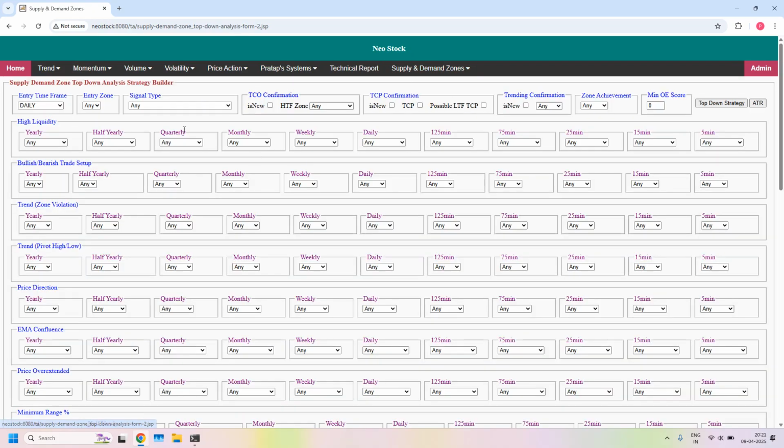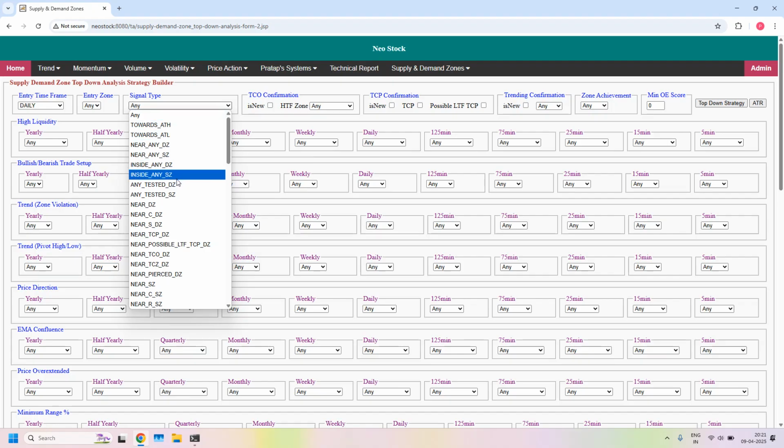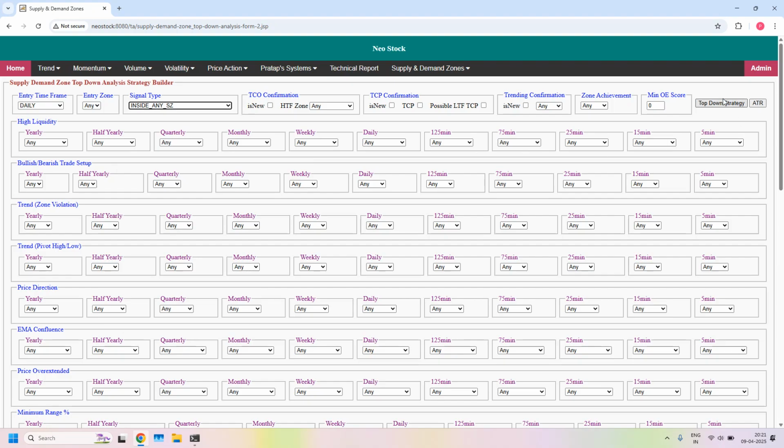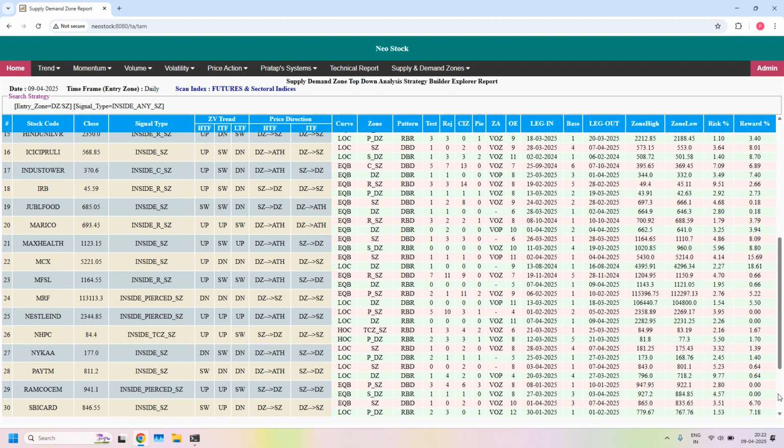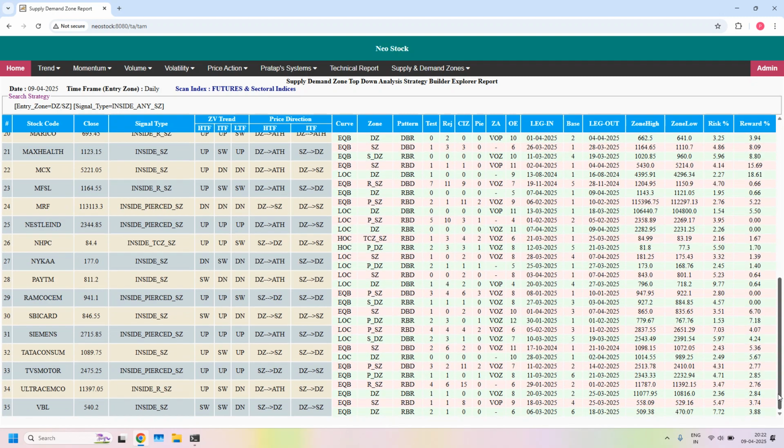Okay, next. Price closed inside the daily supply zone. First 15 stocks in the list. Scrolling the list down. So total 35 stocks are filtered. Out of these 35, how many daily supply zones are having daily EMA Confluence? Let us filter.